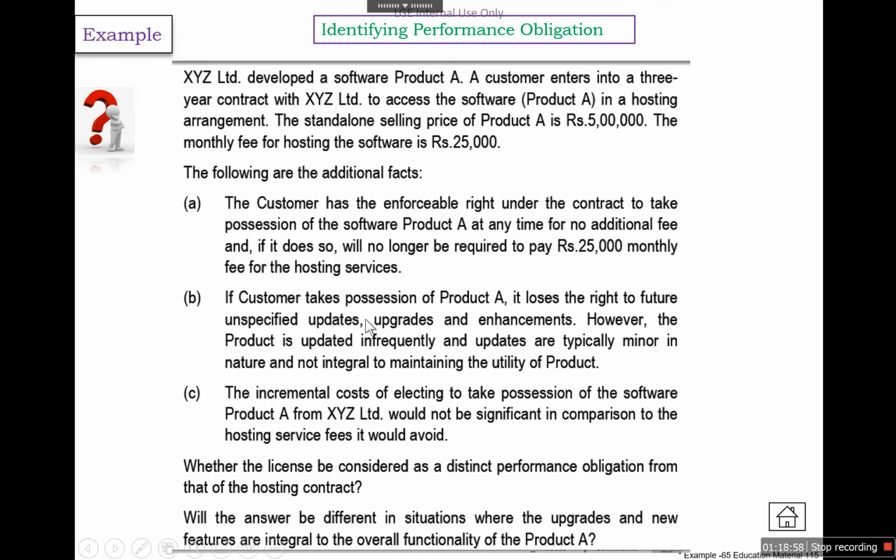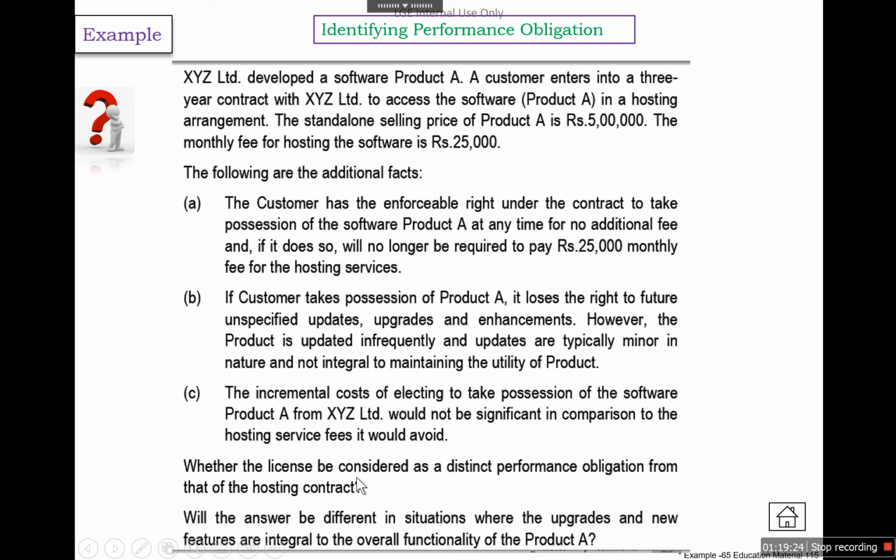So if it elects to take possession of the software, it has to pay 5 lakhs, and the customer thinks that the price will not have a major impact because it is paying 25,000 per month, and there will be no loss in taking the possession because it will save the hosting fees of 25,000 per month.